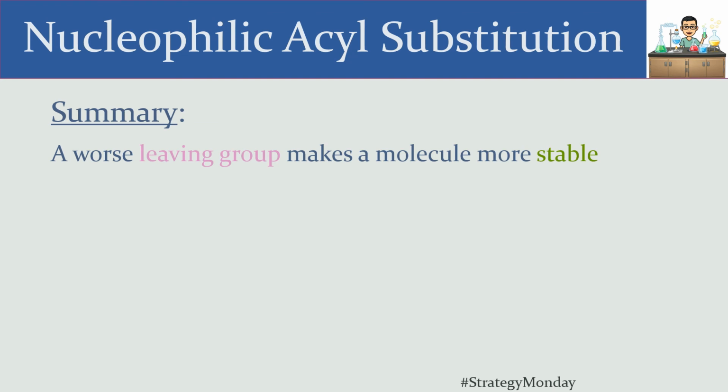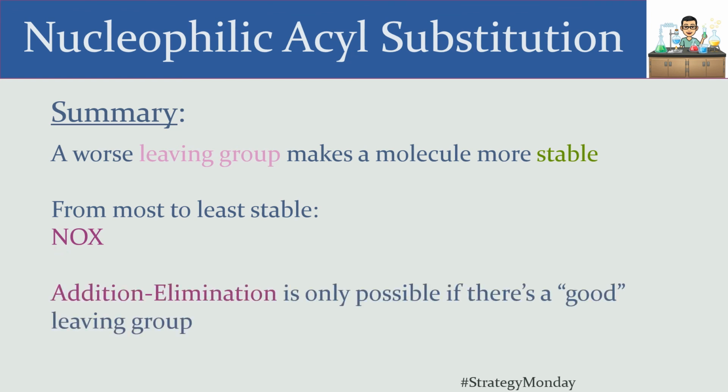So to summarize, here's what we talked about. If you have a molecule that has a pretty bad leaving group, the leaving group isn't going to leave, and that makes the molecule more stable. Molecules that go through fewer changes are ones that are more stable. And if we're talking about what kind of leaving group is worse than others, that NOx mnemonic that I gave you actually provides you with a ranking. The molecule that's going to be the most stable is the one with the nitrogen attached. The molecule that's going to be the least stable is the one with a halogen attached. And the oxygen leaving group is somewhere in between, depending on whether or not it has resonance. These molecules go through an addition-elimination reaction, and that elimination step is only possible if there's a quote-unquote good leaving group.